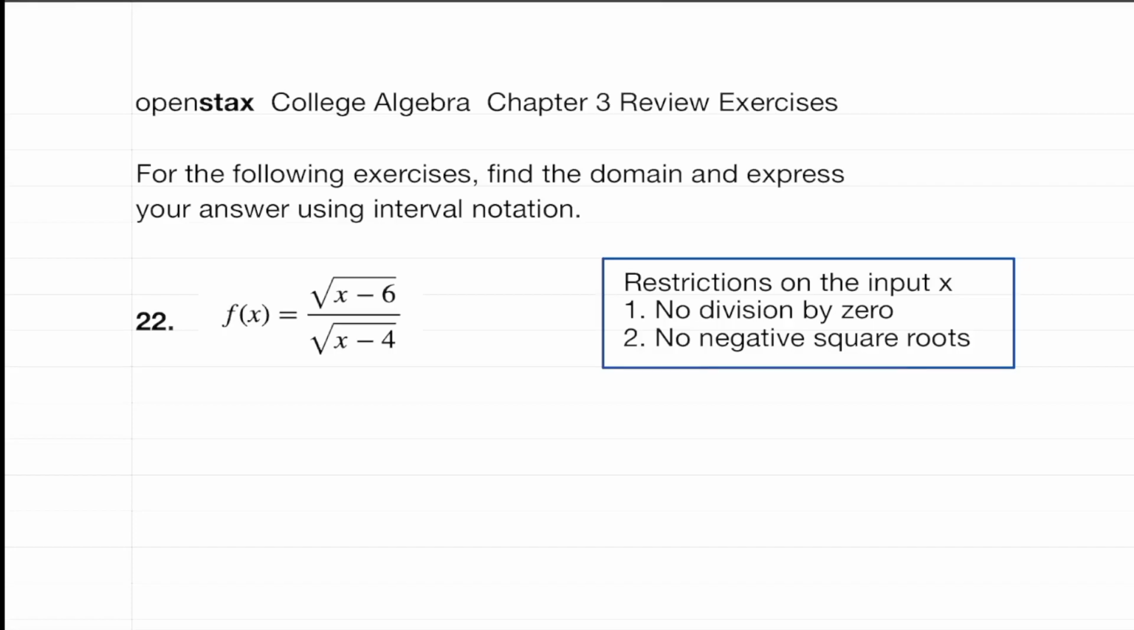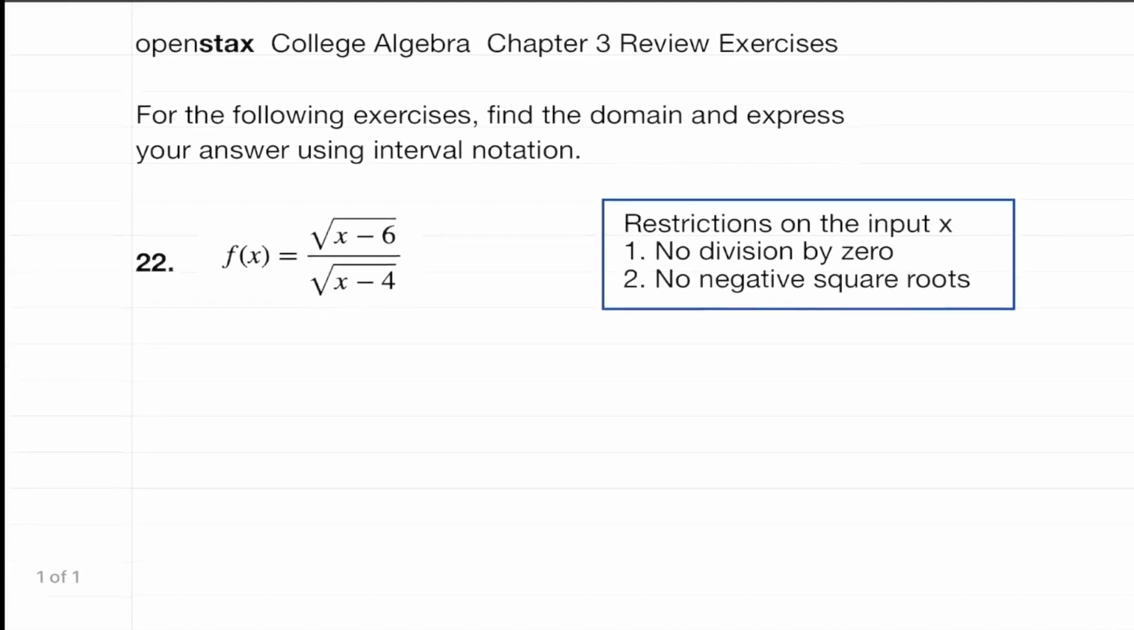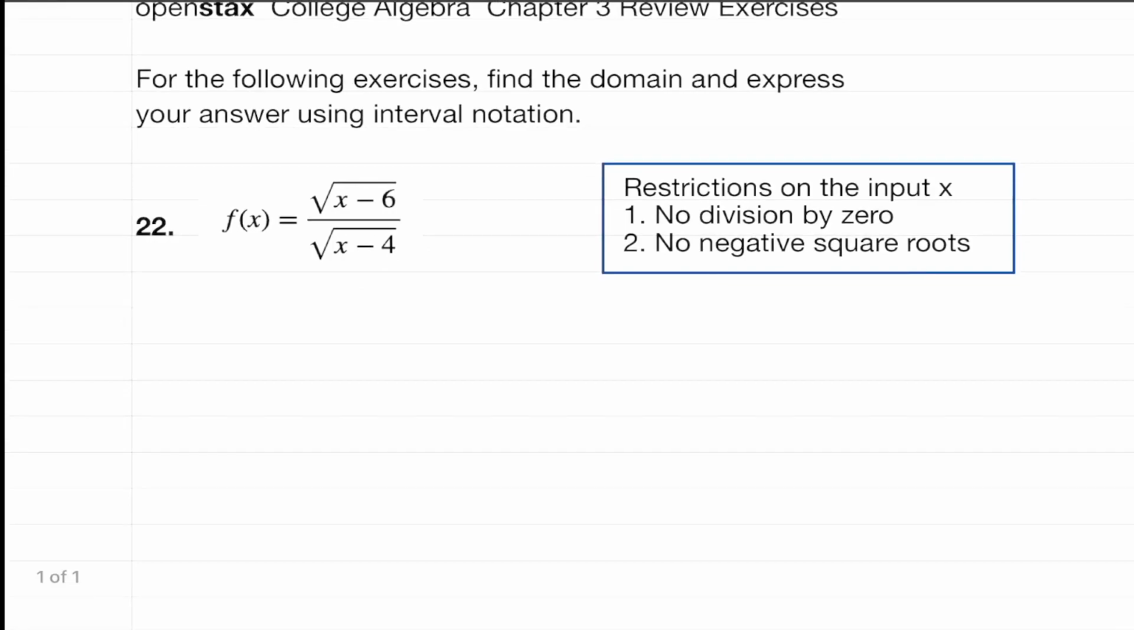All right, the domain contains all the allowed inputs or x values. And so the only restrictions we have on the input is that we have no division by 0 and no negative square roots. Okay, so we have f of x is the quantity x minus 6, we're going to take the square root of that, divided by the quantity x minus 4, square root of that.